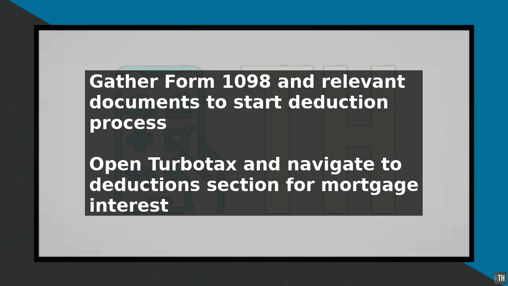If you have multiple mortgages or properties, you may need to complete additional forms or schedules. It is also important to note that there are limits to the amount of mortgage interest you can deduct. For example, if you are married filing jointly, you can deduct interest on up to $1 million of mortgage debt. However, if you are married filing separately, this limit is reduced to $500,000.